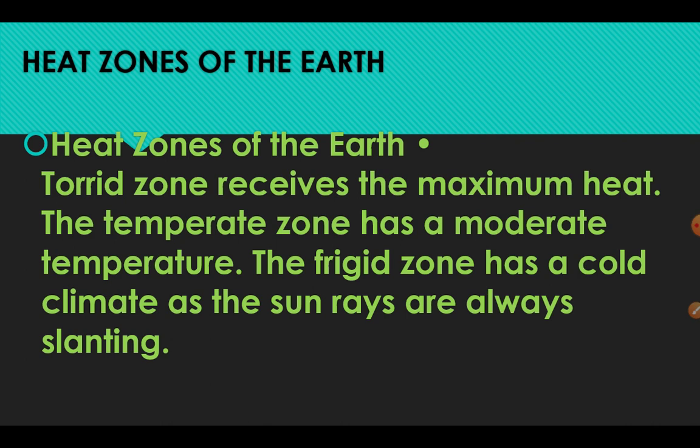Now we have heat zones. The torrid zone receives the maximum heat. The temperate zone has a moderate temperature, meaning neither too cool nor too hot. The freeze zone has a cool climate as the sun's rays are always slanting, right?